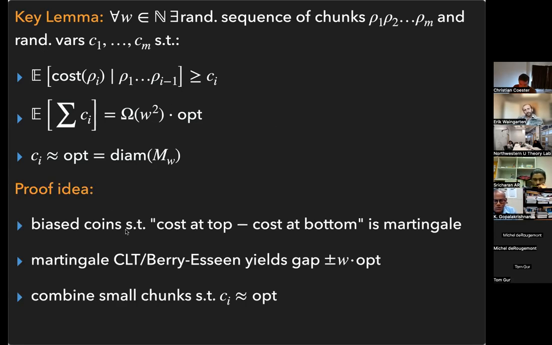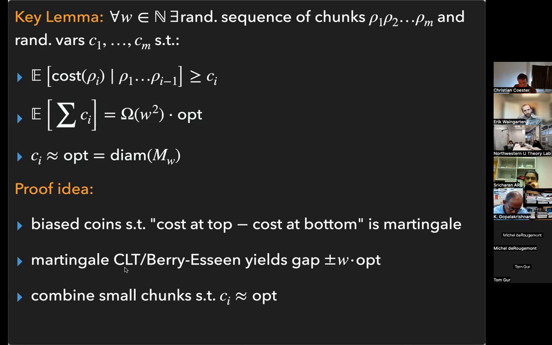And to prove this, I just give you these three lines of proof idea here. Essentially, we will proceed as before, but now we are not going to flip fair coins, but biased coins. Because what we want to ensure is that the expected cost that we suffer if we use the top path minus the expected cost if we use the bottom path is a martingale. And we have to use a biased coin because the Ci are not all the same numbers. They are, in fact, random numbers, and they don't have exactly the same values.